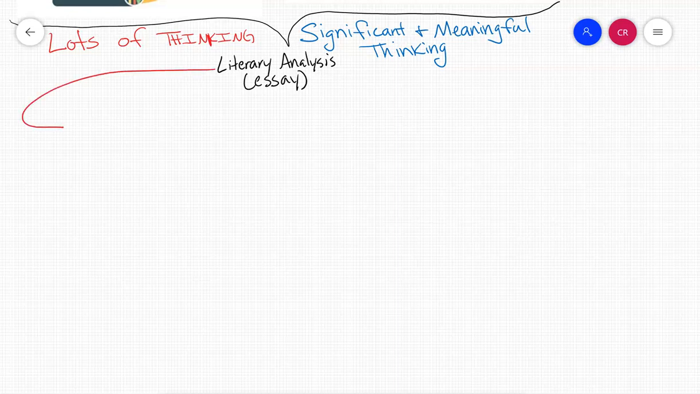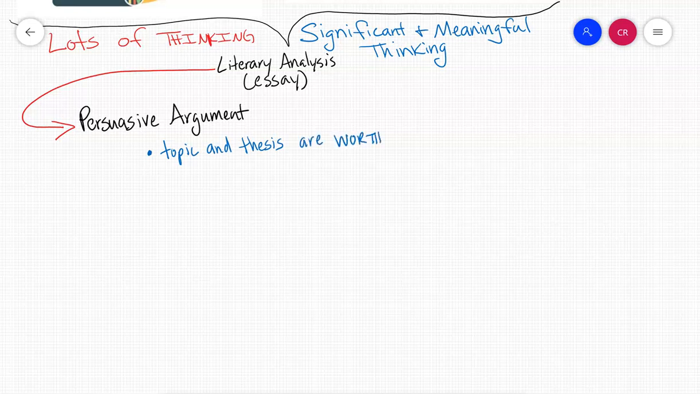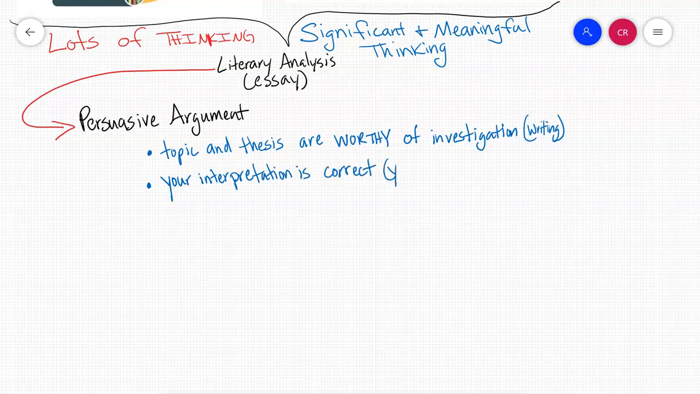So what kind of essay is a literary analysis? A literary analysis is a persuasive argument. So in order to write a persuasive argument, we need a couple of things. As I said earlier, your topic and thesis are worthy of investigation, worthy of being written about. This is very important because if it's not worthy, then there's no reason to write about it. And then the other thing that's important is that your interpretation needs to be correct. Now, there are many correct responses, but there are also many wrong responses. Your understanding of it is very important.